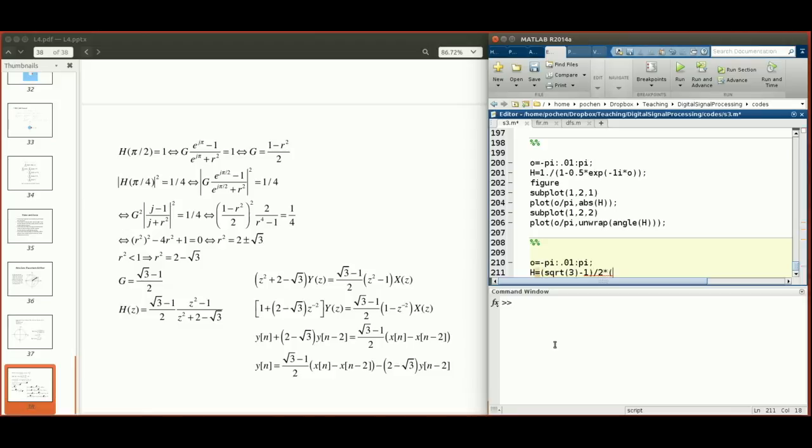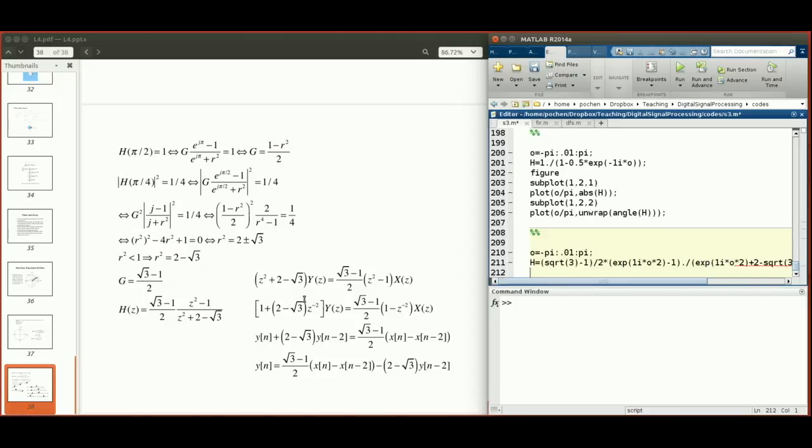and then multiply with, so in the frequency domain, big Z can be replaced with e to the j omega. So exp of 1i times omega, and because you have a square on it, multiply by 2, and then subtract 1. So that's the numerator. And then dot divide, then z squared, exp again of 1i times omega times 2, and then plus 2 subtract square root of 3. That's going to be our transfer function as a function of frequency omega.